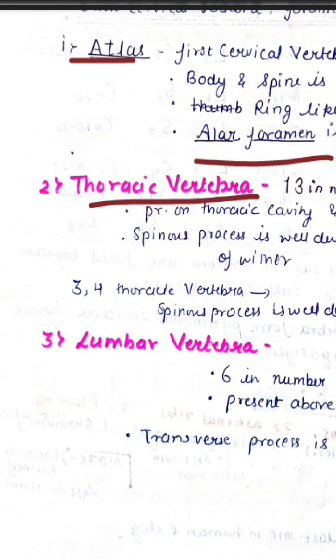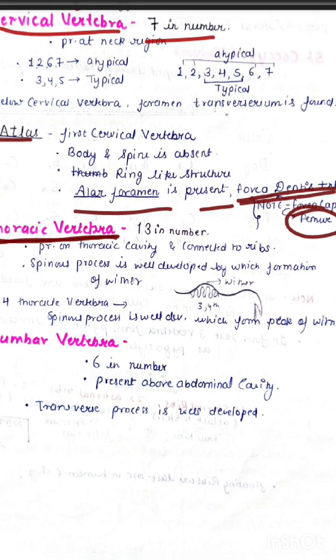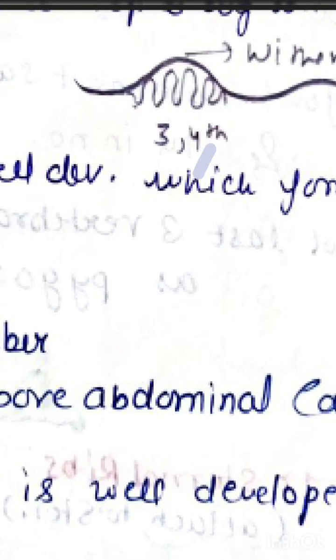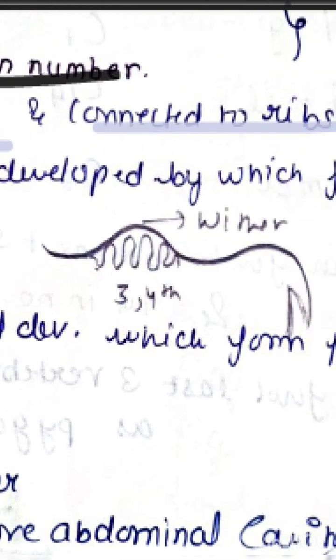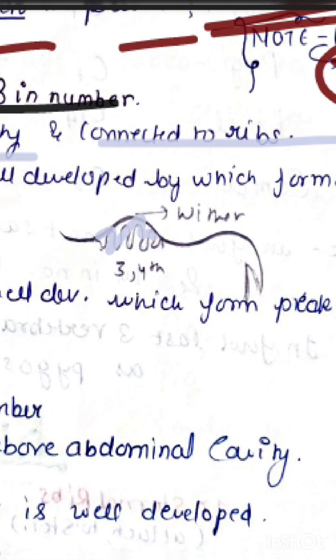The second one is the thoracic vertebra. The thoracic vertebrae are 13 in number, present in the thoracic cavity and connected by the ribs. This is the diagram I have already made. So these are the cervical vertebrae present.